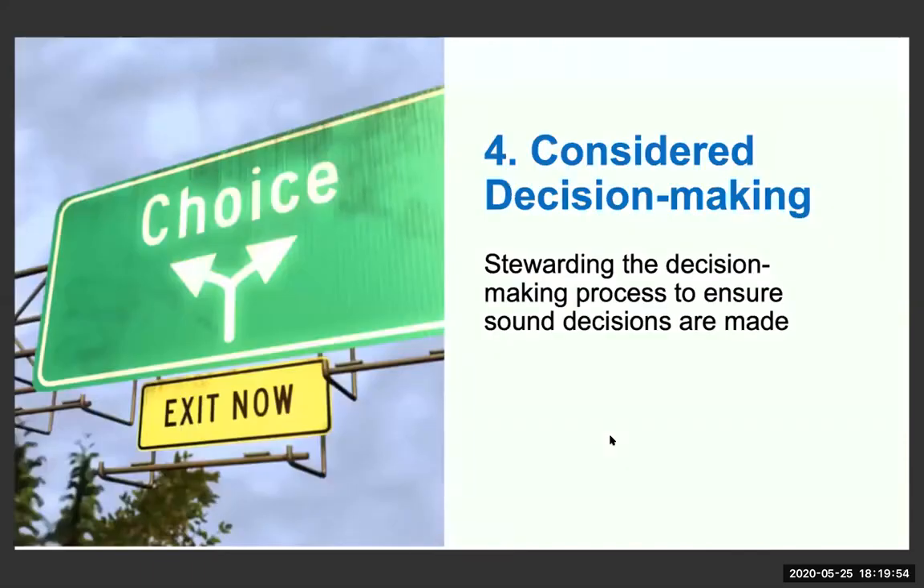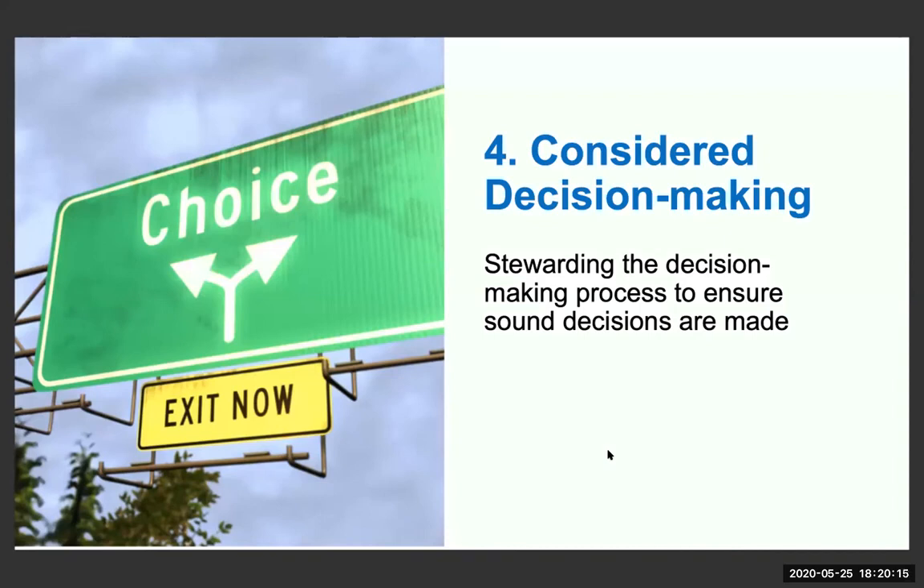The fourth area that we need to think about as chairpersons, one of our key roles, is to make sure that decision making is really well considered and that sound decisions are made all the time, so that you don't have to revisit issues and repeat what you've already decided in the past, because at the time you had a really good process in place.